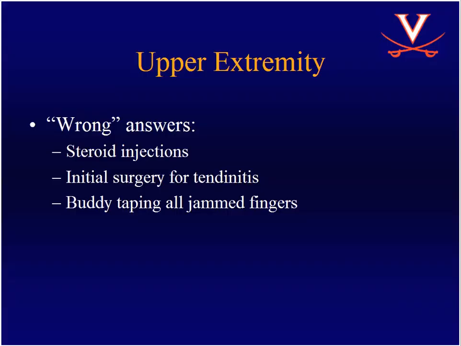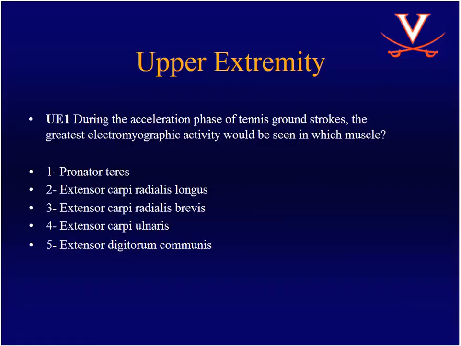Wrong answers, again: steroid injections, initial surgery for tendonitis when you haven't treated them conservatively, and just simply buddy taping jammed fingers without figuring out what's going on. So, tennis player has EMG activity defects in her tennis elbow. And the tennis elbow, of course, is ECRB.